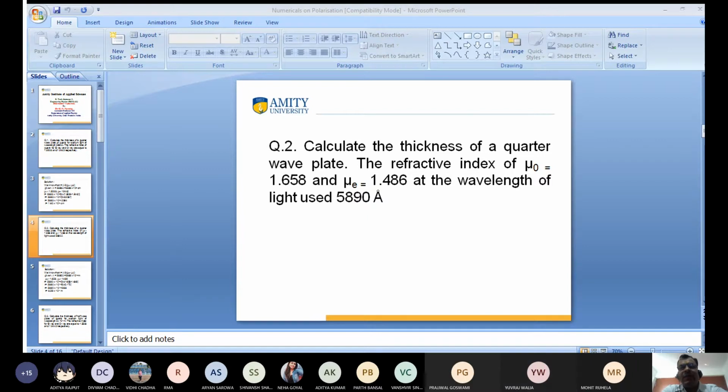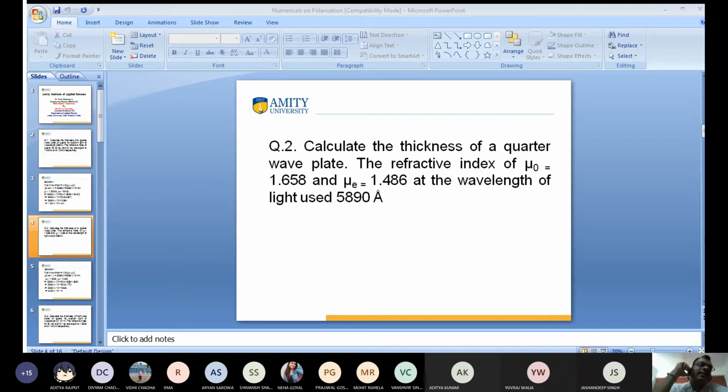Kindly wait, I am waiting for the answer from another student. Sir, 8.66 into 10 raised to the power minus 5 centimeter. Adit Kumar? Sir, 8.56 into 10 to the power minus 5 centimeter. Sandeep, I get 8.56 into 10 to the power minus 5 centimeter.